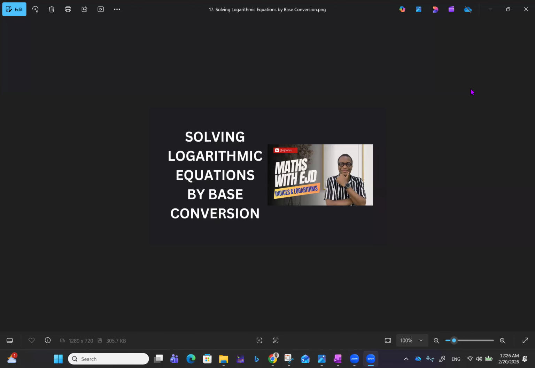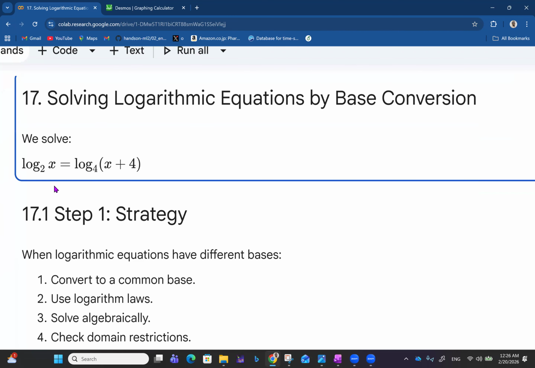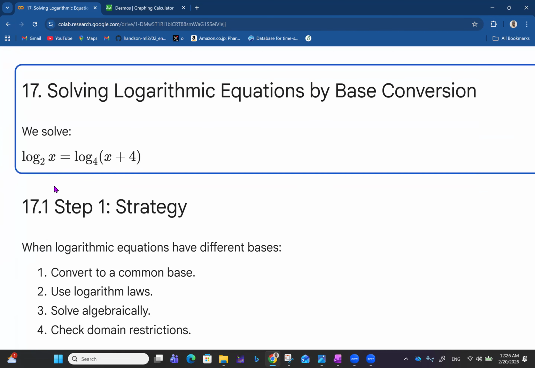We now move on to solving logarithmic equations by base conversion. We've seen solving logarithmic equations by direct conversion, and by using the laws of logarithm. So now we'll be looking at how to solve logarithmic equations by base conversion. The deal here is the bases are not the same, but we want to get them to be the same before we can then apply other rules.